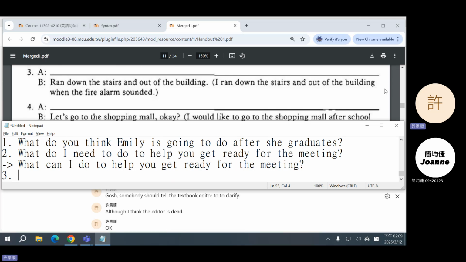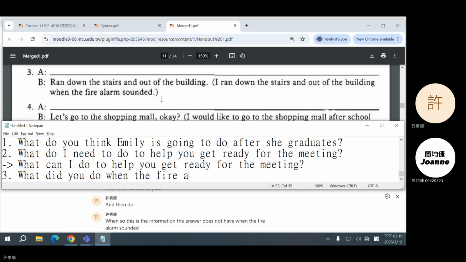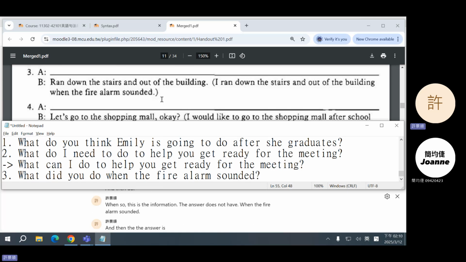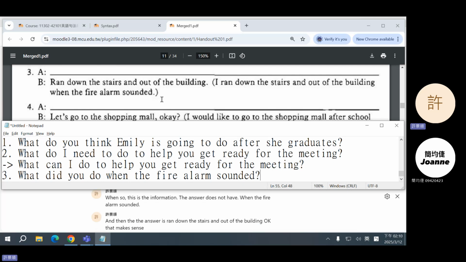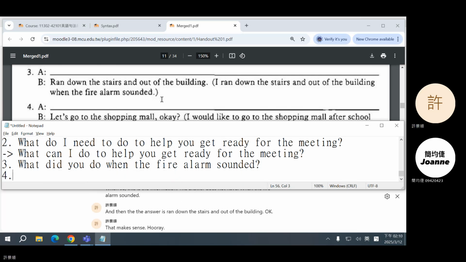Okay, let's do number 3 together also, because this is really confusing. Okay, this is more straightforward. Ran is past tense, right? So did, and then I becomes you, and then do. When, so this is the information the answer does not have. When the fire alarm sounded. And then the answer is ran down the stairs and out of the building. Okay, that makes sense. Hooray.